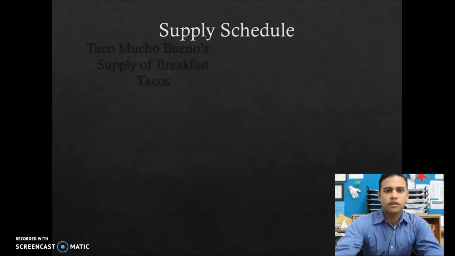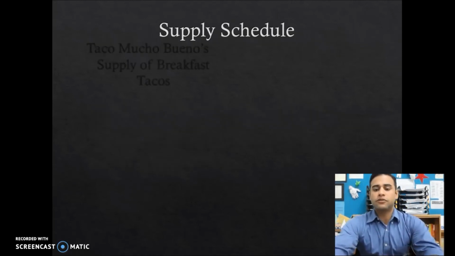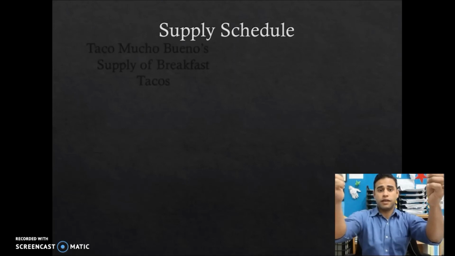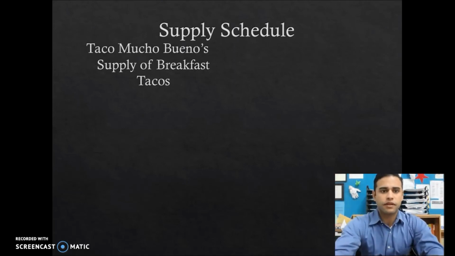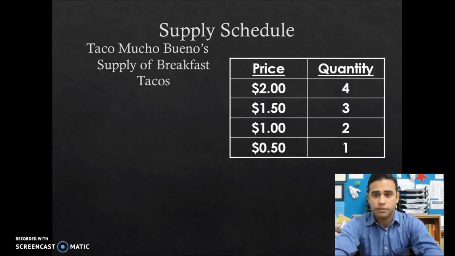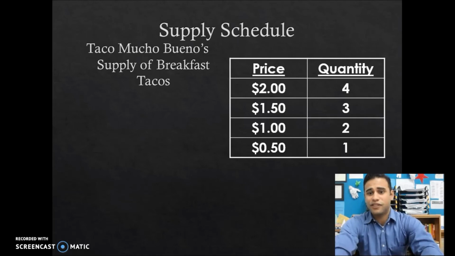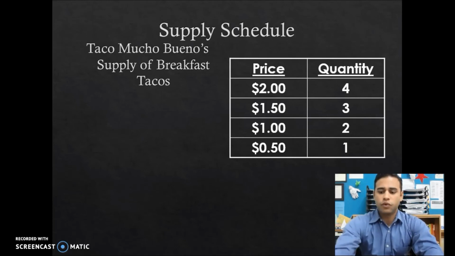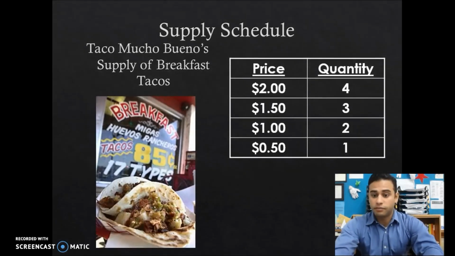So let's go ahead and look at a supply schedule. Remember, a demand schedule was just a chart saying, this is the price, this is how much I'm willing to demand. Well, a supply schedule is going to be the same thing. Let's talk about Taco Mucho Bueno's supply of breakfast tacos. So at a price of $2 a piece, they're like, hey, we're selling these things for a high price. We'll make 4 at $1.50, 3 at $1, 2 at 50 cents, 1. And there's a picture of some tacos.